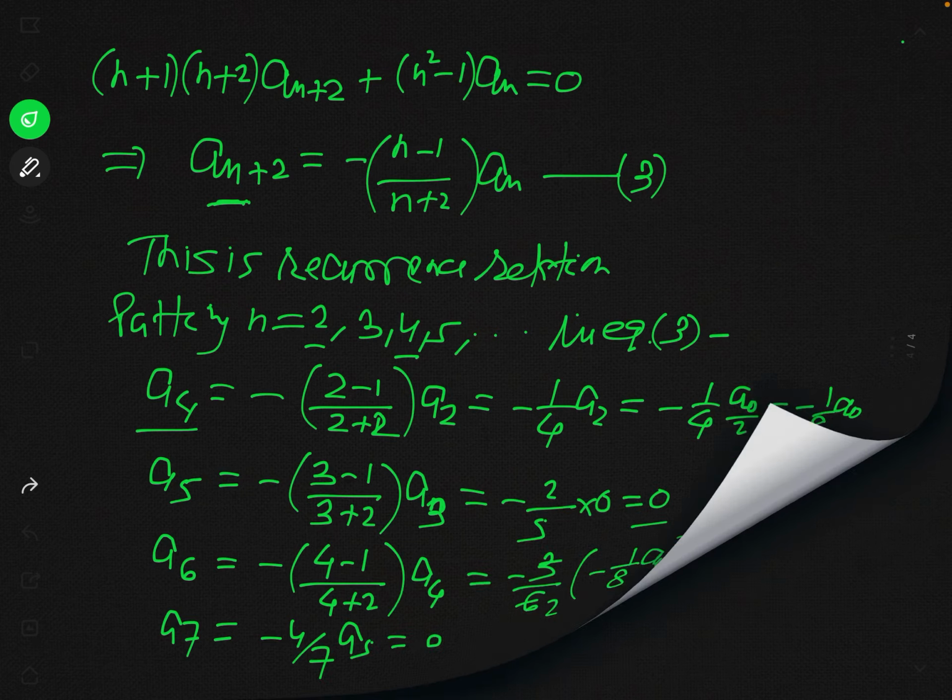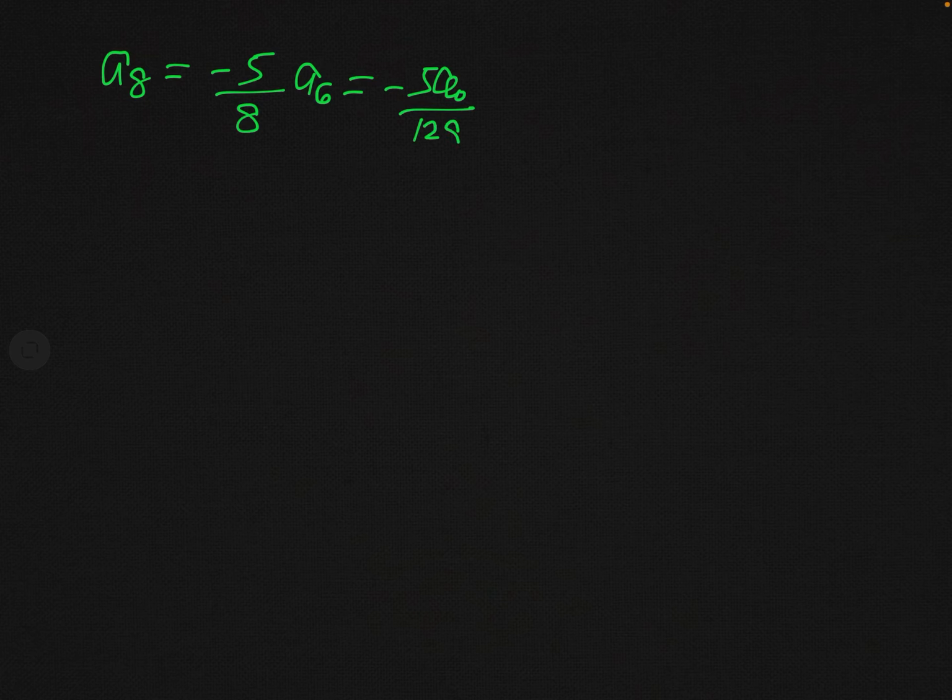Similarly, we can find some of the other values too. You can see from here that a8 will be equal to minus 5 by 8 a6, and we have already found the value of a6. After substituting the value of a6, you will get minus 5 a0 divided by 128, and so on. In this manner you can find all the coefficients.